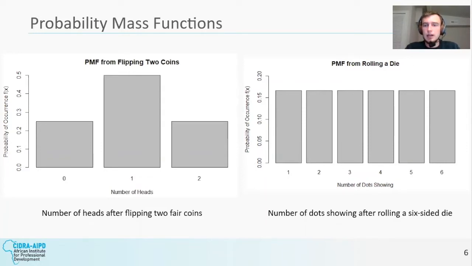And for rolling a die, we know that there's equal probability of getting any value 1 through 6. That's reflected on our chart here, where each number has an equal probability of being selected. And if we were to add these up, they would add up to 1. These are kind of what they look like.